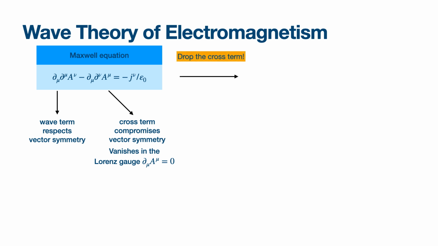Here I propose a more radical solution. Drop the second term altogether so that the wave equation always holds. This leads to what I call the wave theory of electromagnetism. By this radical step, I give up gauge invariance altogether. Can I get away with this? In the rest of the video, I hope to convince you that I can.